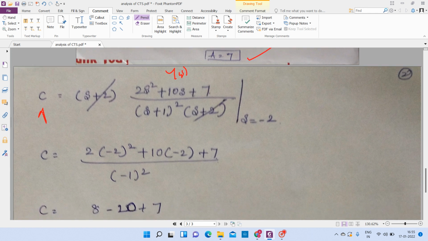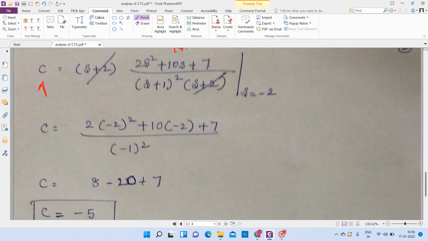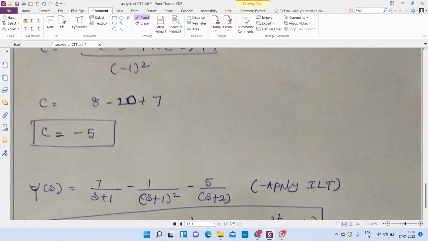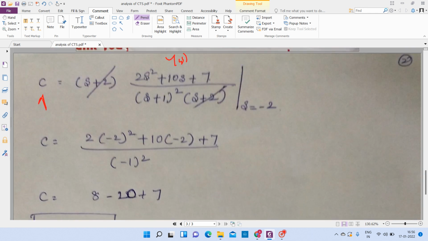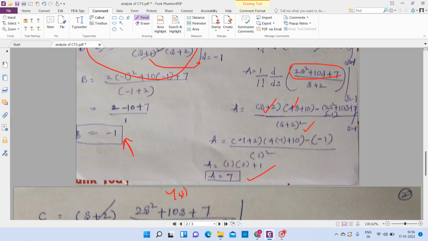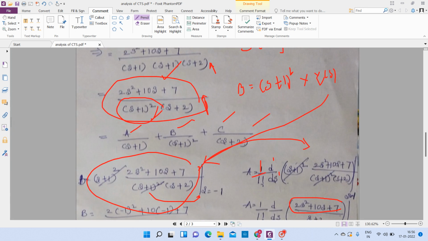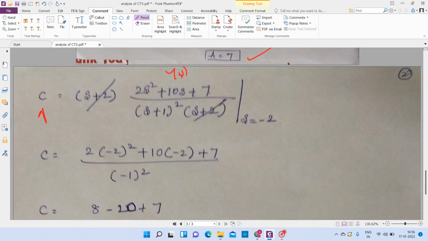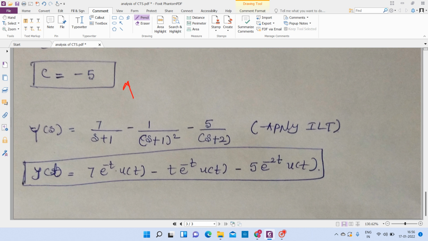So we have to find out the value of c for s is equal to minus 2. If we substitute s is equal to minus 2, we will get c is equal to minus 5. Whatever values of a, b, c we have determined, we have to substitute in this equation. So in order to find y of t, after substituting, the final equation looks like this. For this equation, we have to apply the inverse Laplace transform in order to find y of t, right?